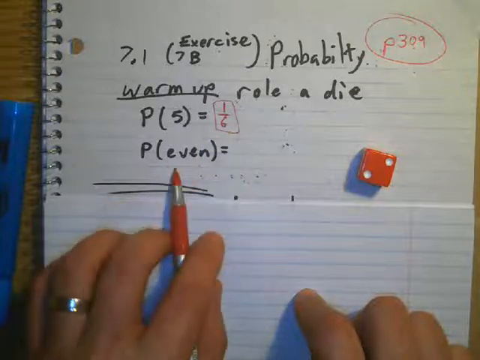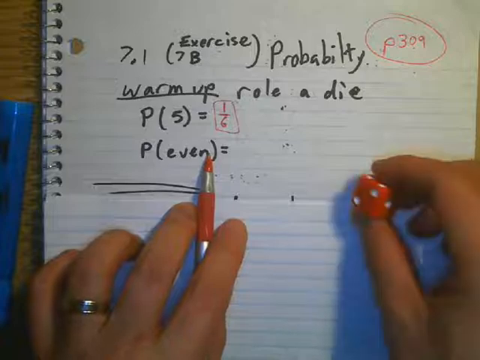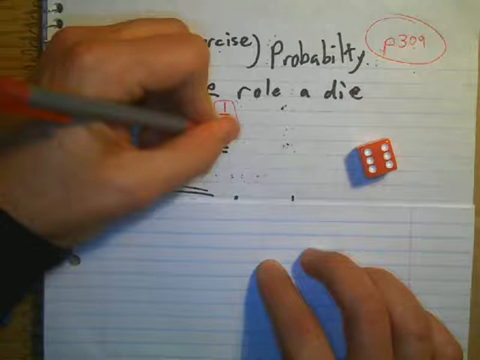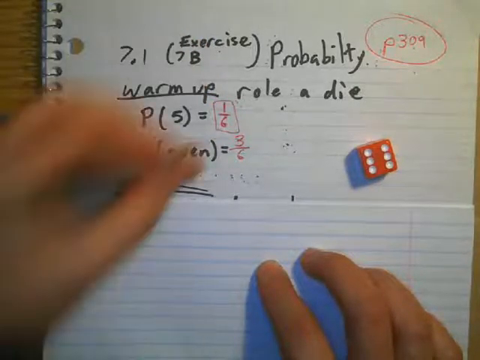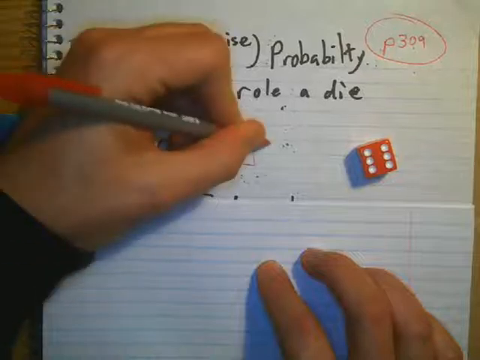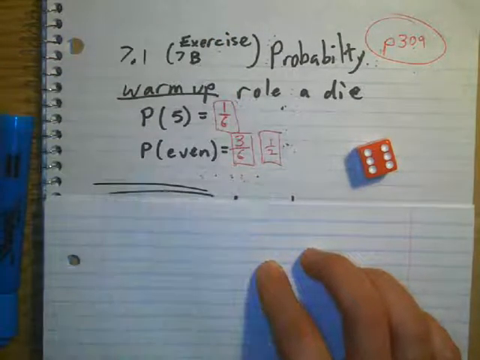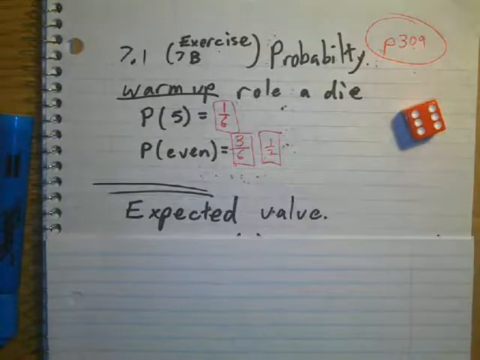Okay, what's the probability of getting an even number? Well, there's 3 even numbers, 2, 4, and 6, right? So 3 out of 6 chances of getting an even number. You could simplify that to 1/2 if you want. I would accept either answer on a test. All right, so today we're going to talk about expected value.